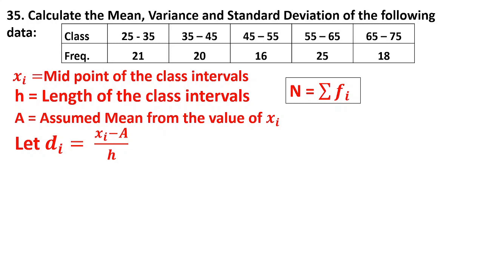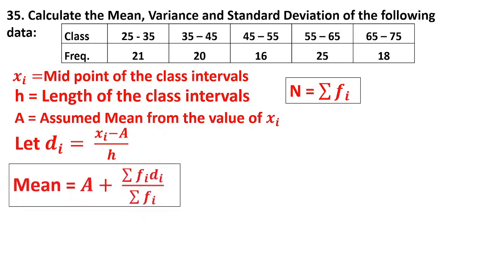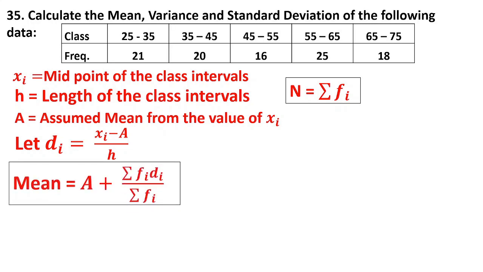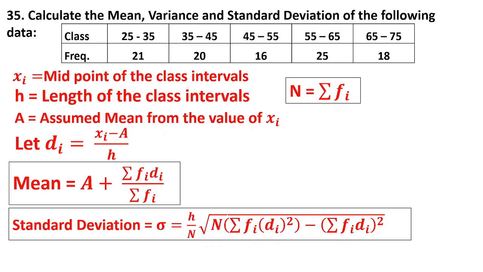We are reducing that xi, and mean is a plus h sigma fi di by sigma fi, and standard deviation is h by n into square root of n into sigma fi di square minus sigma fi di the whole square. I think I have taken n outside and I have done it, and this formula will be given in some other form also in your textbooks.